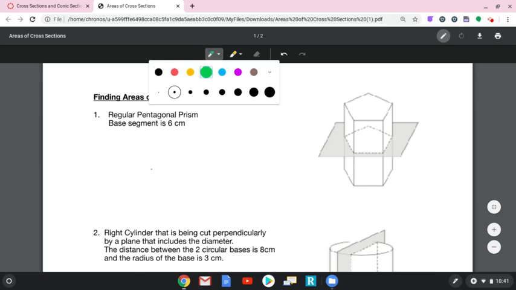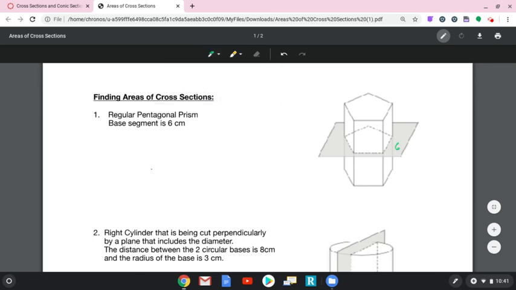That means that right here, my base is 6 centimeters. That's a base segment. Now, if I have a plane that is intersecting a pentagonal, in this case, a right pentagonal prism, and we're also going to say that it is regular because it stated it was regular, so I know all my sides are congruent. A right regular pentagonal prism, I know that if I have a plane that is parallel to both bases, that cross section right here will be congruent to both bases.